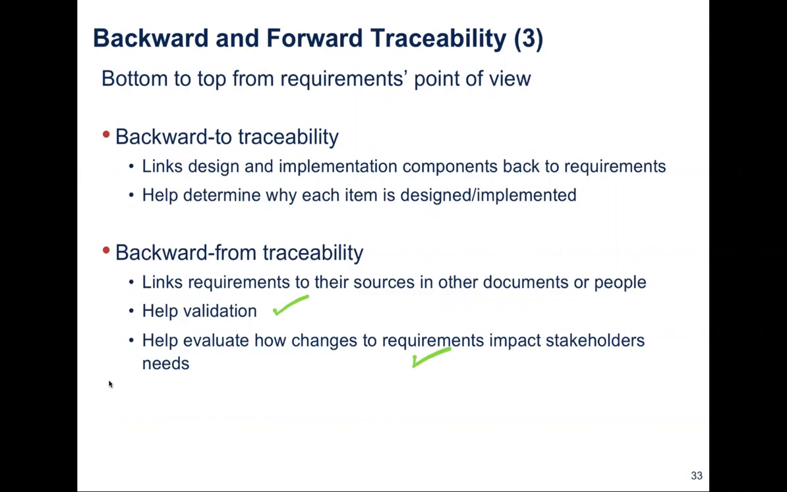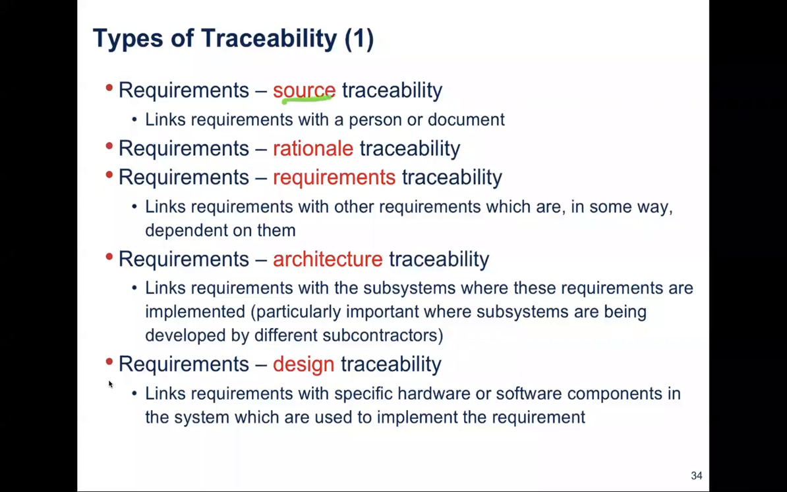So whether it's backward traceability or forward traceability, in terms of the strategy of tracing the changes in the requirements, the relationship to other requirements, or the life cycle of requirements, what are the main types of traceability? It could be source traceability, rationale traceability, requirement traceability, architecture traceability, or design traceability. Source traceability links requirements with a person or document. Rationale traceability links requirements with other requirements and monitors the rationale of each requirement to other requirements.